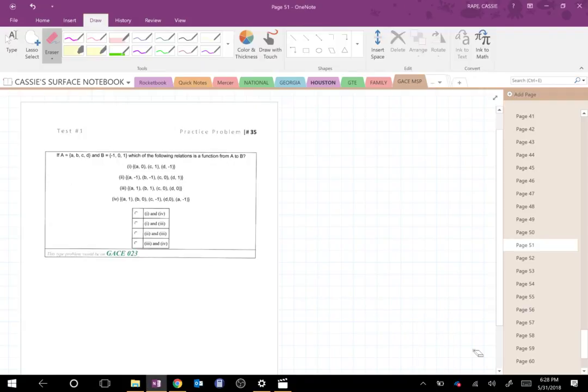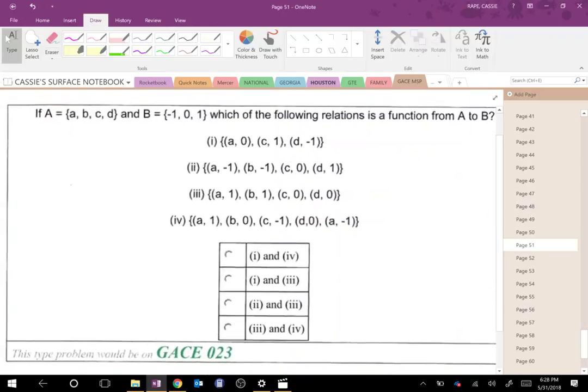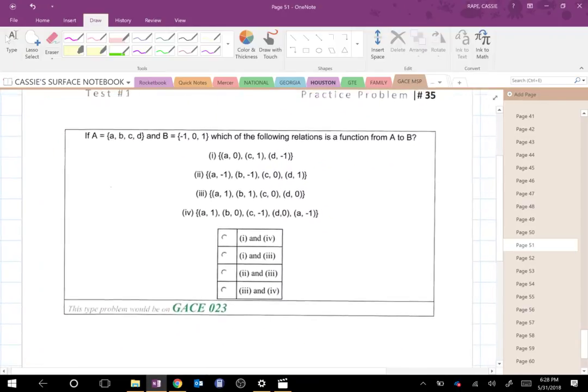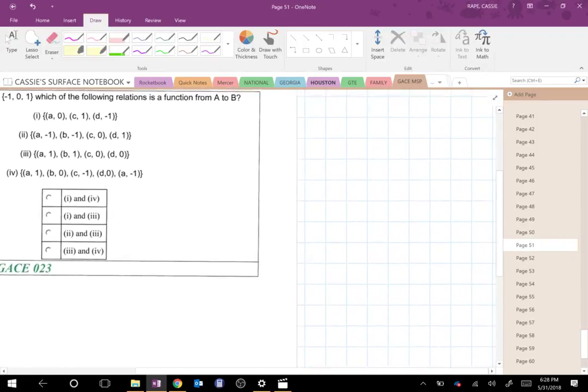This is page 51. This is your final functions packet. It gives you this function, and it says, or possible functions. It gives you A, B, C, D for your domain and -1, 0, 1 for your range. Then it asks you which of these is a function. So let's take a look at this.